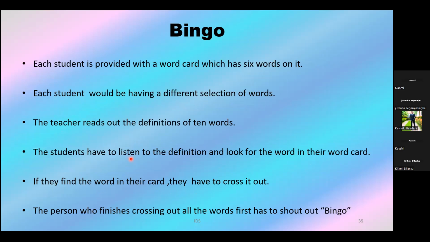Bingo. So bingo is also a game, an activity, right? Likewise, Kim's game and the Feely bag. This is also a classroom activity that would promote language learning. Read and see how it is done.